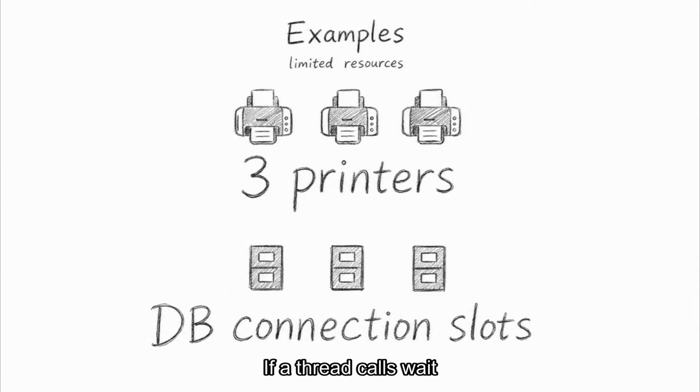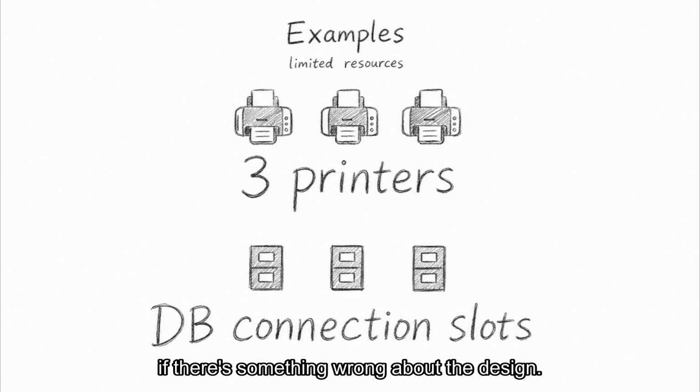But semaphore can also be dangerous if you use it incorrectly. If a thread calls wait but never calls signal, other threads may wait forever. Also, semaphore doesn't automatically prevent deadlock. If multiple semaphores are used in the wrong order, deadlock can still happen. So synchronization tools are useful, but they must be used carefully. They solve one problem, but they can create another problem if there's something wrong with the design.